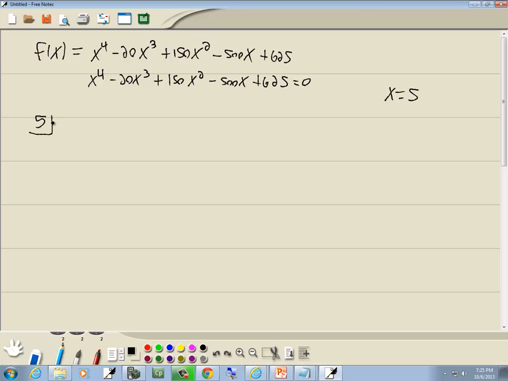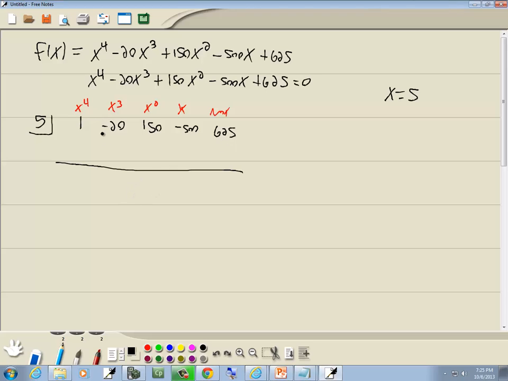Okay, well, let's take the answer we found and plug it into synthetic division. Our largest power is x to the fourth, so across the top I write x to the fourth, x to the third, x squared, x, and no x. I write down the numbers in front of them. The number in front of our x to the fourth is 1. In front of our x to the third is negative 20. In front of our x squared is 150. In front of our x is negative 500. And then our 625 at the end.